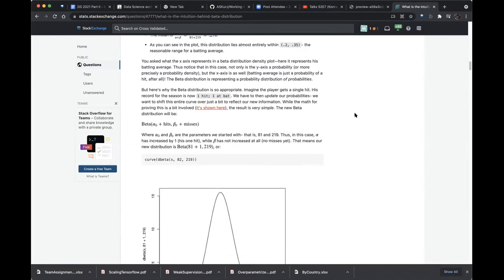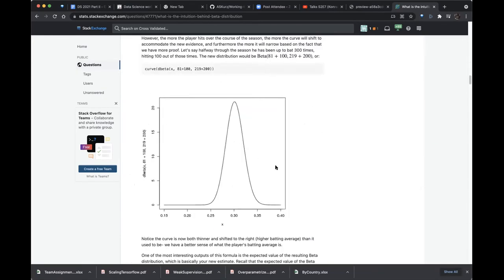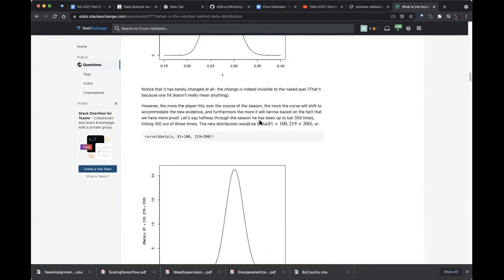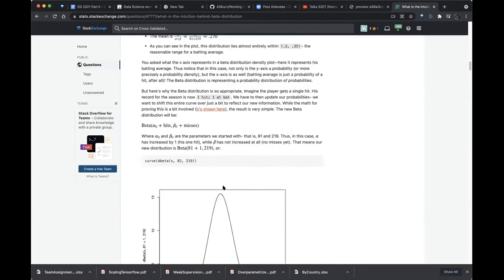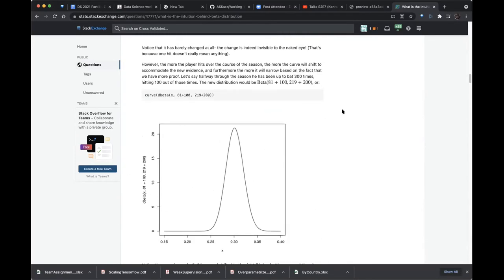But yeah, that's one application of where you're feeding your data back in, and that keeps updating your distribution. And the beta is nice because it has this property, whereas otherwise you have to do things like simulations, or you have integrals that are impossible to do. So yeah, this comes up as an example a lot.